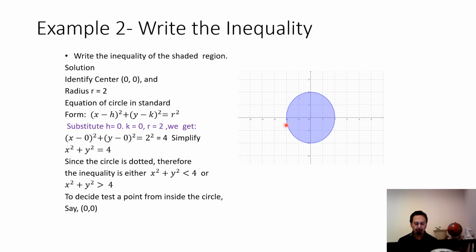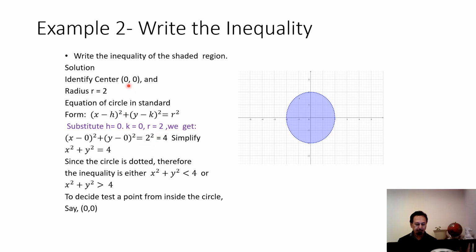So we're going to write the equation of the circle first, and we're going to use the standard form of the equation of a circle, which is x minus h squared plus y minus k squared equals r squared. So now I substitute h equal to 0, k equal to 0, and r is 2.